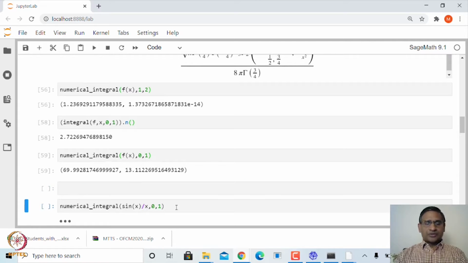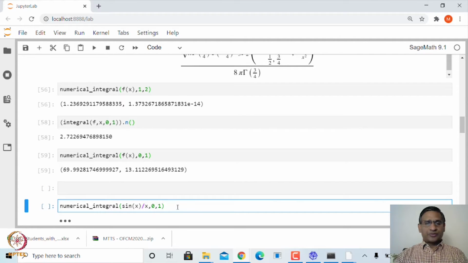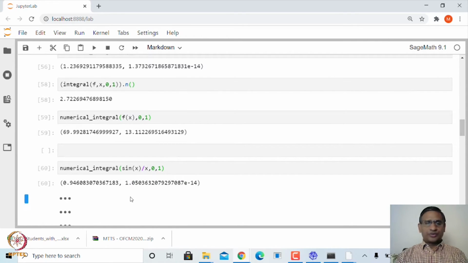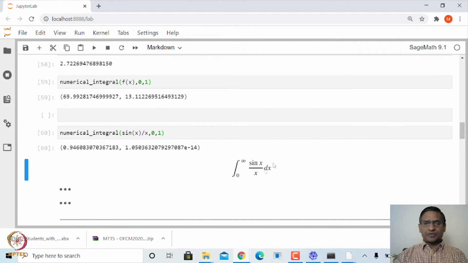And similarly, if you try to find, for example, the integral of sin x by x between, let us say, 0 to 1, it gives you the value, this is the integral and this is, for example, the error term. So, that is quite all right. If you look at this integral of sin x upon x, this is actually a very important and famous integral, and this integral actually exists.